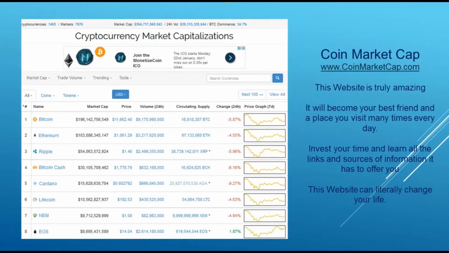CoinMarketCap, this website is truly amazing. It will become your best friend, a place you'll visit many times every day. Invest your time and learn all the links. I haven't done all the links, I've just done the major links. But invest your time and get very familiar with this because it has a lot to offer. This website can literally change your life. If you learn it and become very familiar with it, it will be your roadmap as to whether you want to buy a coin or just wait or sell a coin and make those kinds of decisions. This will give you so much of that information between all the things that you can read on price point, on volume, on what's being said on social media about it, and some of the historical information on it. Very, very, very important website.